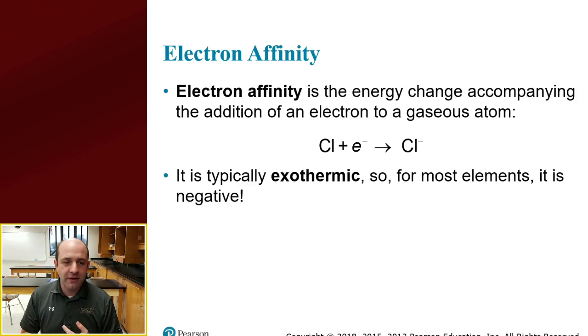The last trend that we'll talk about in this part of the video is electron affinity, and this one is probably brand new. We don't talk about this in Chem 1 when we do some of those others. Electron affinity is like the opposite of ionization energy. This is the energy change when you add an electron to a gaseous atom. So here it's chlorine plus an electron to make chloride.